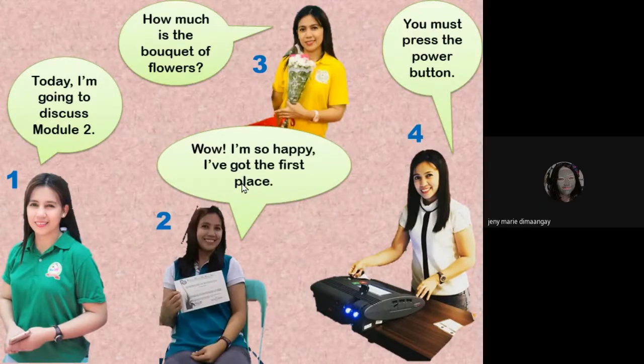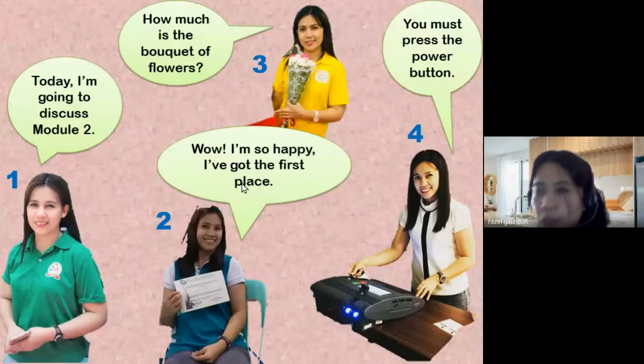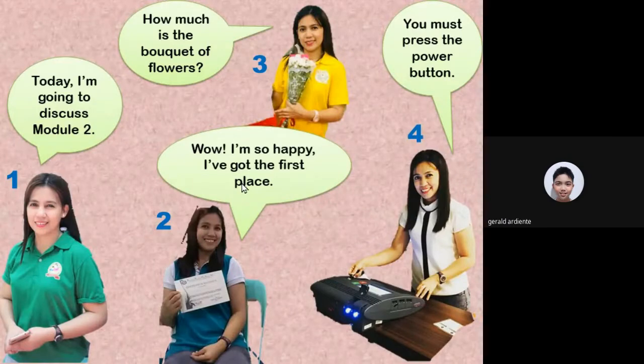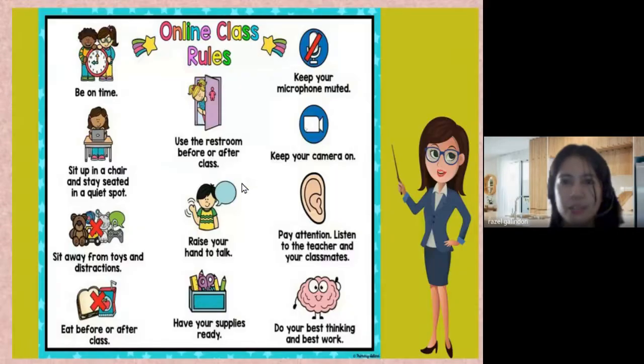Imperative sentence. Okay, that's correct, Jenny. And what punctuation mark do we have here? Period po. Okay, Gerald, thank you. That's period. Okay, so let me show you again our online class rules.